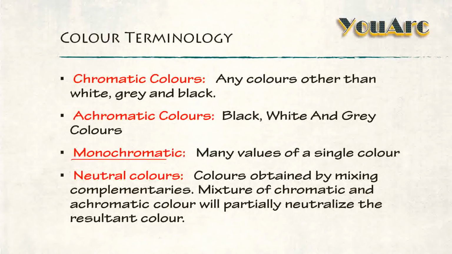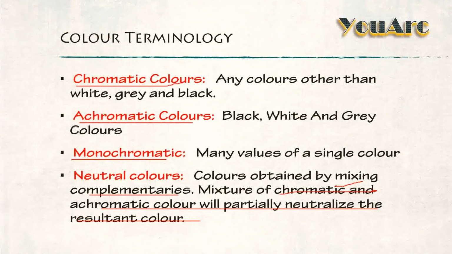So what are neutral colors? The colors obtained by mixing complementaries. The mixture of chromatic and achromatic colors will partially neutralize the resultant color, which means any hue, when it is mixed with white, gray or black, gets neutralized. So these are neutral colors. So chromatic is having hue, achromatic is no hue, monochromatic is a single hue, and neutral colors are obtained by mixing complementaries.